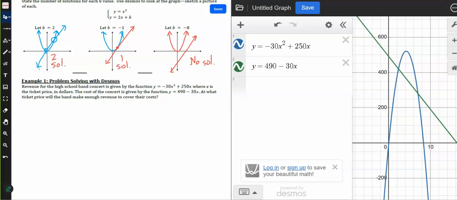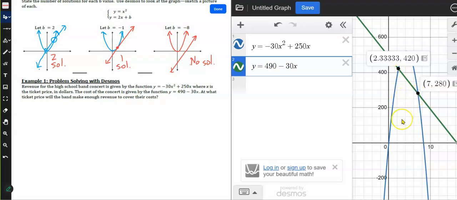If we are using Desmos, which we can for some of these questions, at what ticket price will the band make enough revenue to cover their costs? At what ticket price will the band make enough revenue to cover their costs? Well, I guess the question is going to be, revenue for the high school band is given by this function, and the cost of the concert is given by this function.